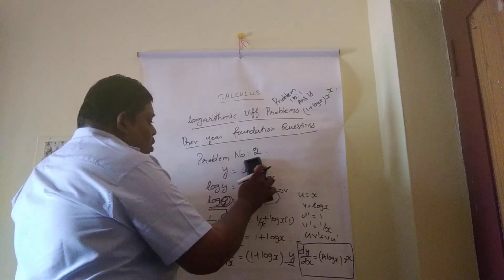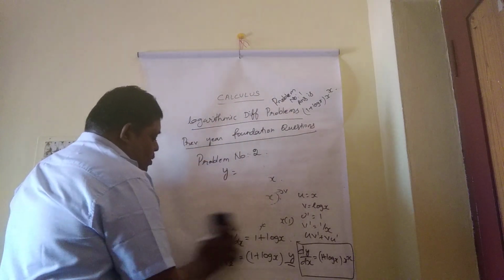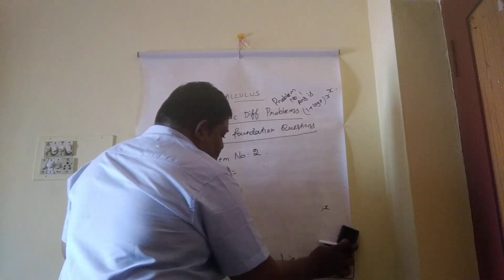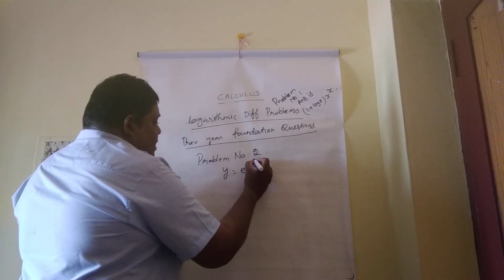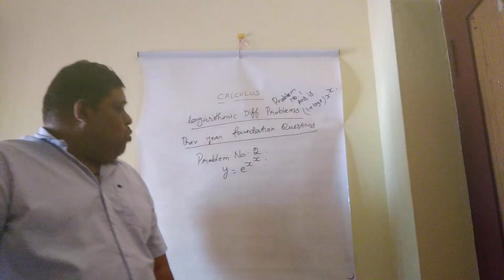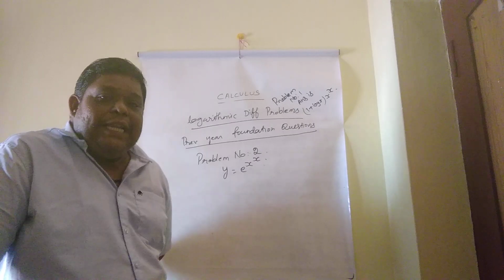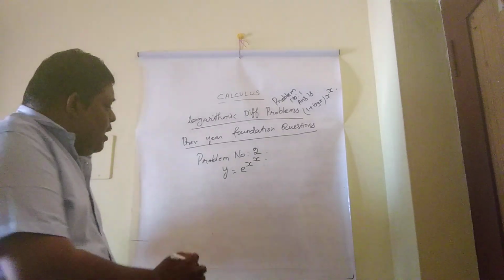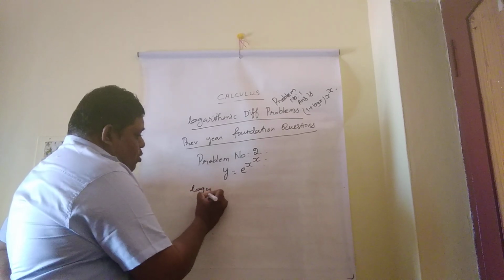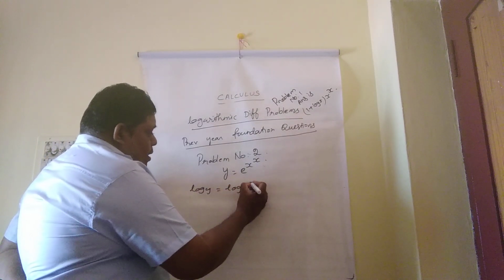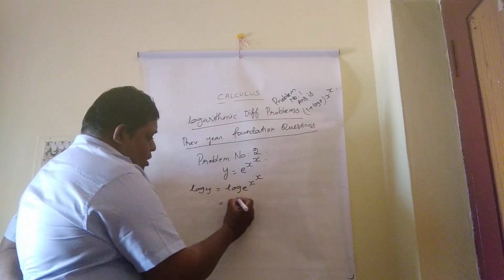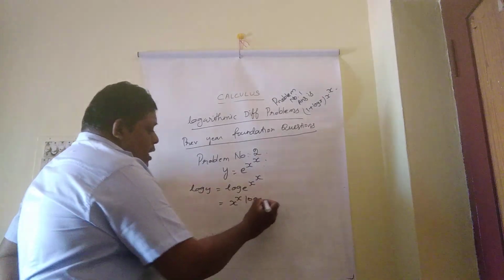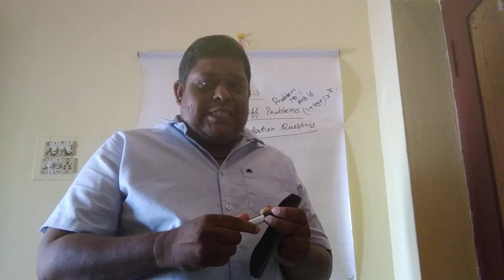y is equal to e to the power x to the power x. Now take log on both sides. Log y is equal to log e to the power x to the power x. Now the power term comes to the front side, so x to the power x into log e. Now log e value is always 1.